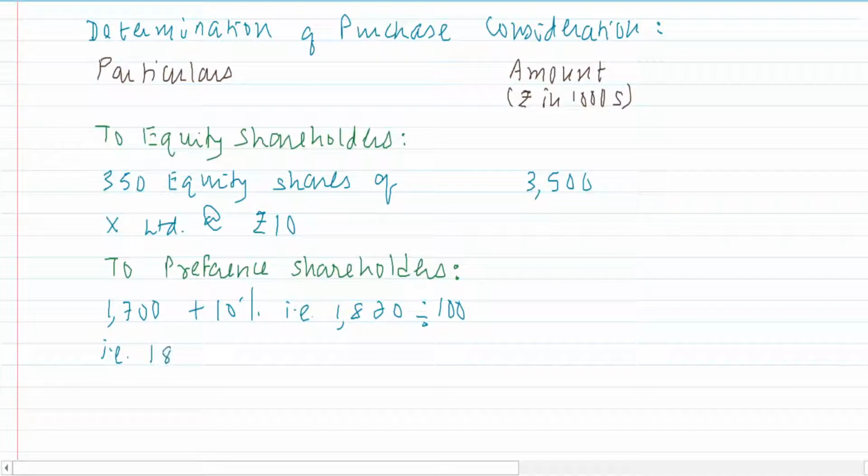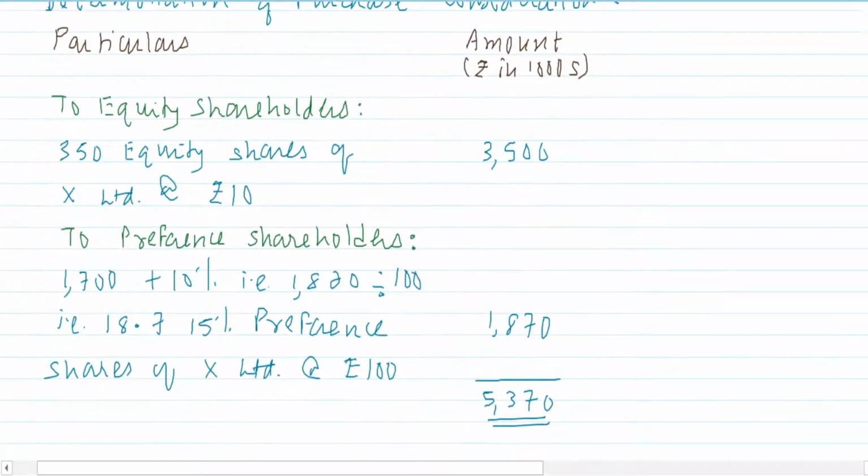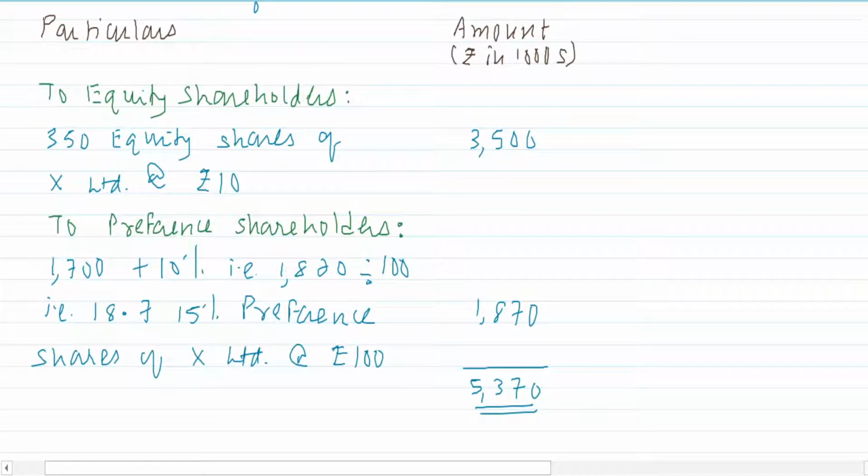So that is 18.7, 15% preference shares of X Limited at the rate rupees 100. So I get 1870. Total is 5370. So I'm ready with my purchase consideration. 5370 is the purchase consideration.